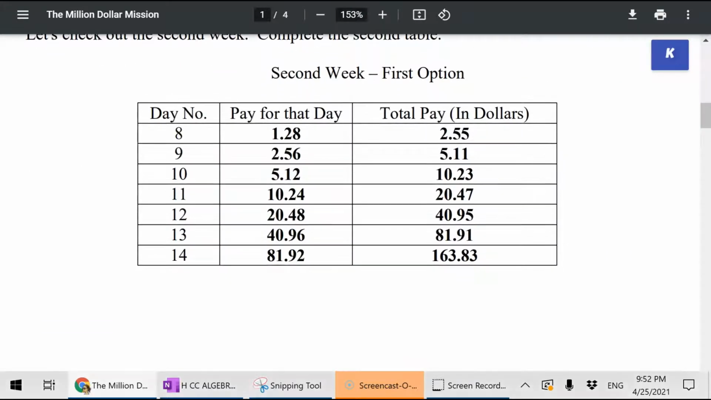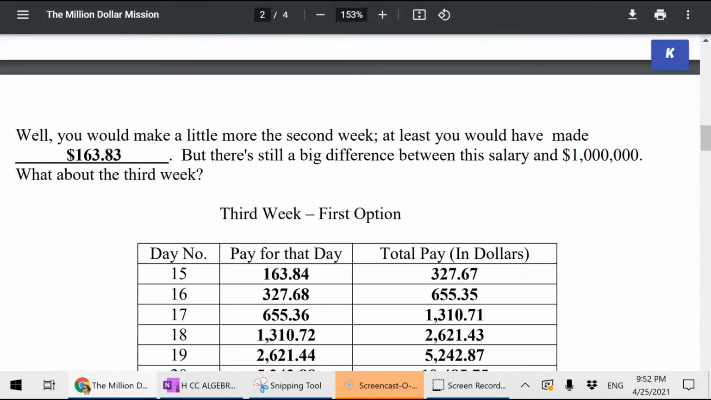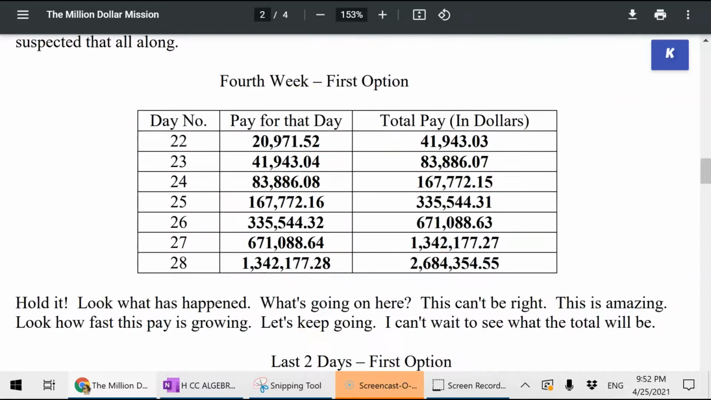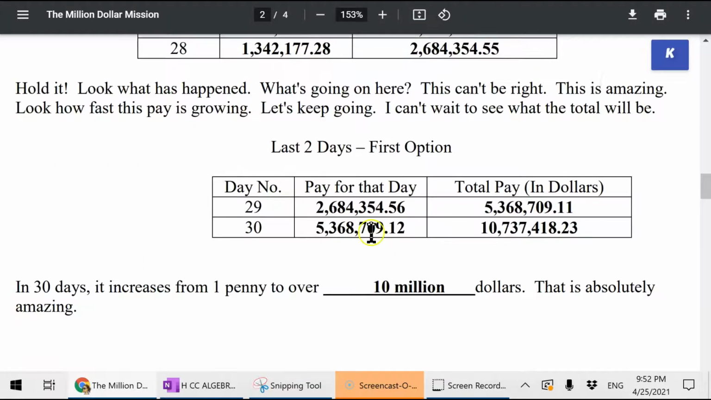Well, that's ridiculous. But then by the 14th day, you're making a total of $163. So in 14 days, you've made only $160. Crazy. But then by day 21, remember you only get a month, holy cow, it's gone up to $20,000 because it's doubling 163. This is per day now, 327. Now it goes to 5,000 and then to 10,000. And there you go, by day 30, you've made $10,737,000 versus $1 million.